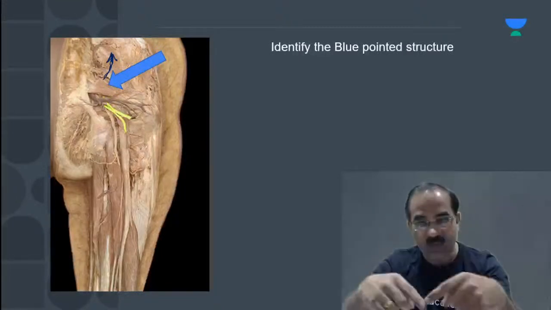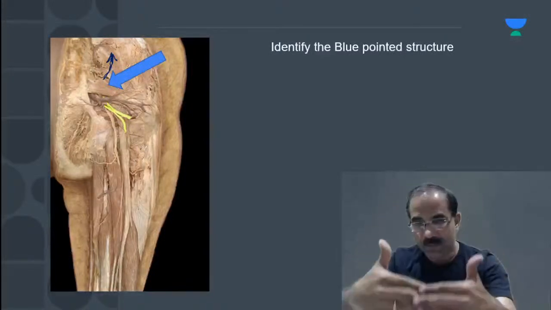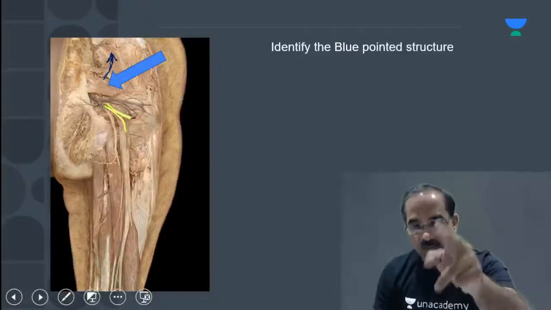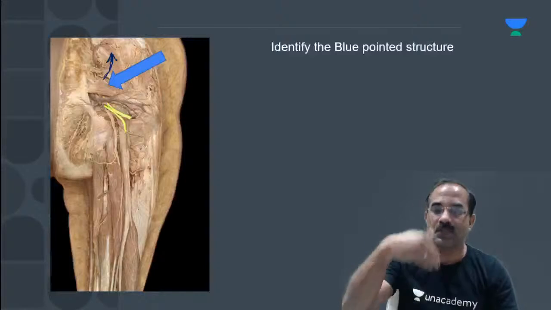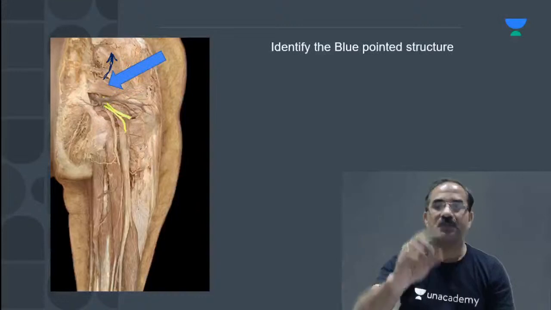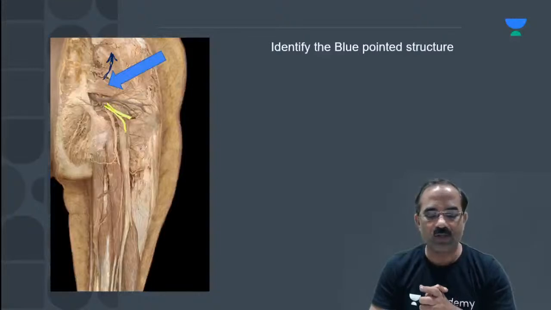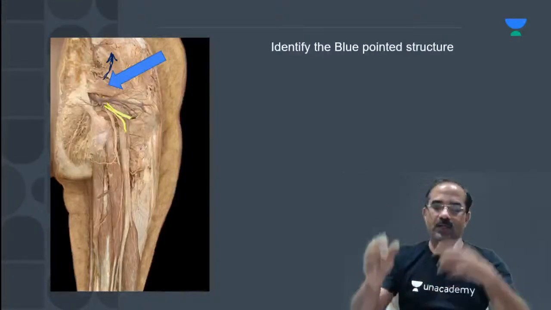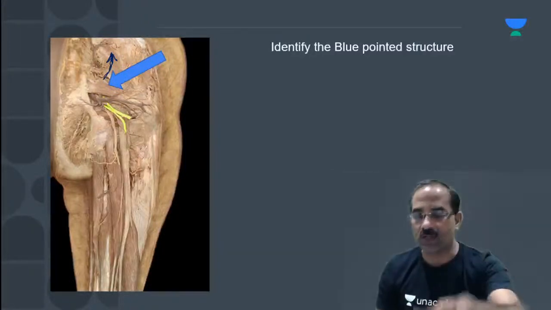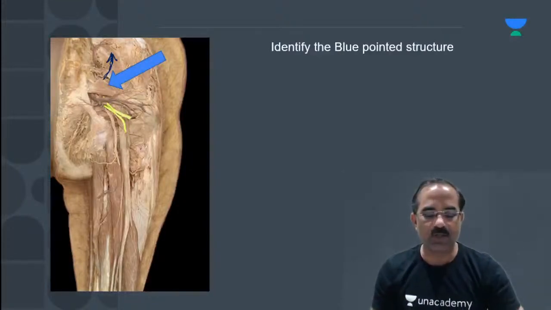The action of gluteus minimus is medial rotation. Gluteus minimus is inserted on the anterior aspect of the greater trochanter, gluteus medius on the lateral aspect. Action of medius, abduction. Action of minimus, medial rotation. When we talk about these two muscles, we always talk about them together. So the action of gluteus medius and minimus is abduction and medial rotation at the hip joint.